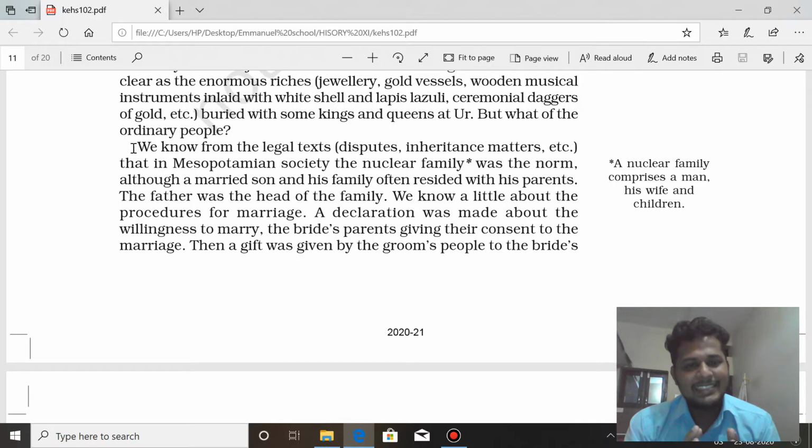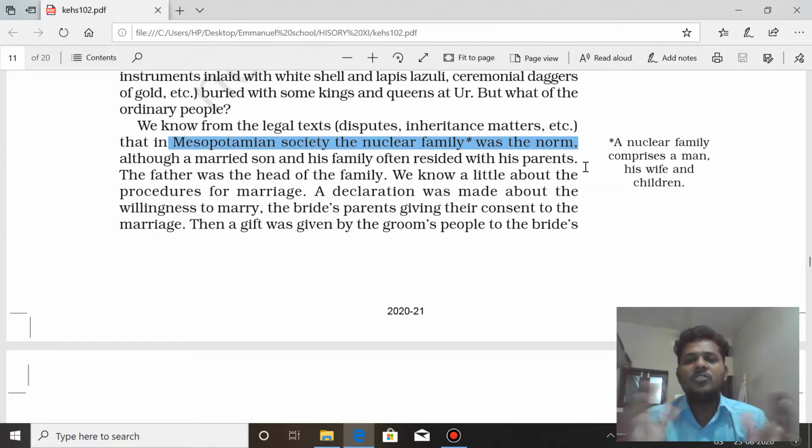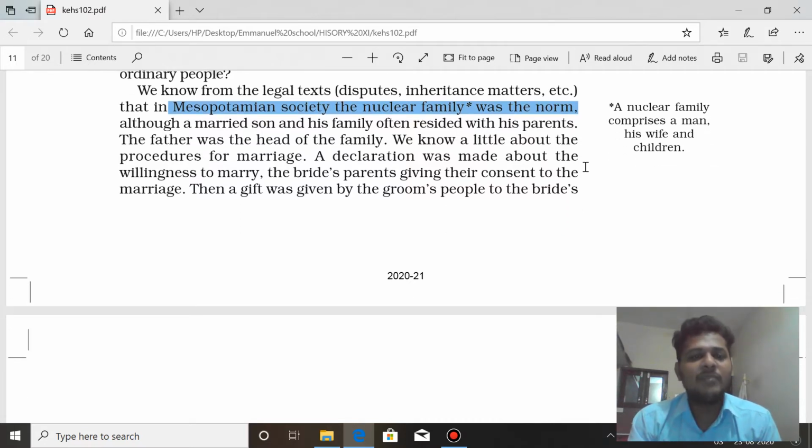We know from the legal texts, like disputes and inheritance matters, that in Mesopotamian society the nuclear family was the norm. So, what was the family like in Mesopotamia? It was a nuclear family. A nuclear family comprises a man, his wife and children. So no grandparents, no uncles, aunts, nieces and nephews. Only husband, wife, and children.